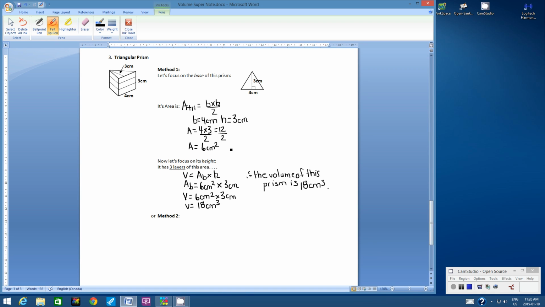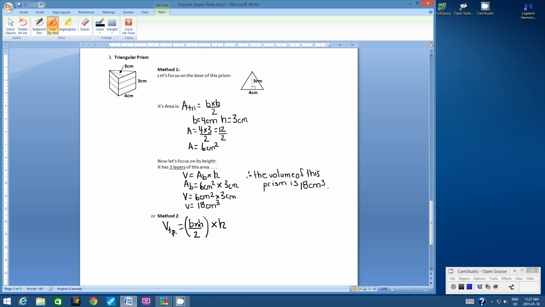Now remember, method 1 is very helpful when you're already given the area of the base. But in method 2, we don't know the area of the base. So we have a new formula here. Volume of a triangular prism equals base times height divided by 2. So that's our area of a triangle, right? That's up here. And then we're going to multiply it by the height. Not the height of the triangle, but the height of the prism.